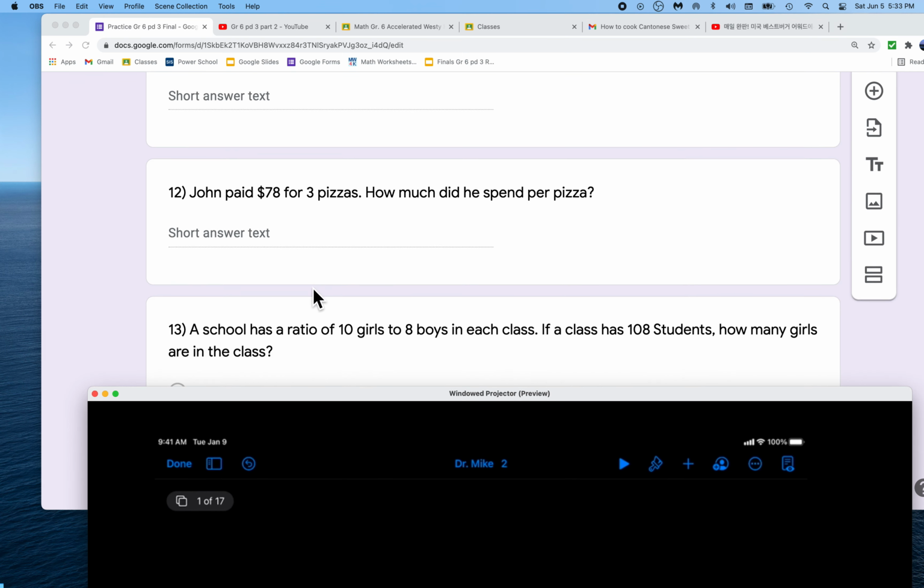How much did he spend? Whenever you see "how much," whatever follows that is the variable. How much is going to be X dollars per pizza, per 1 pizza. There's your proportion.